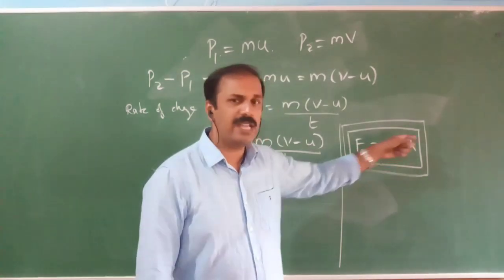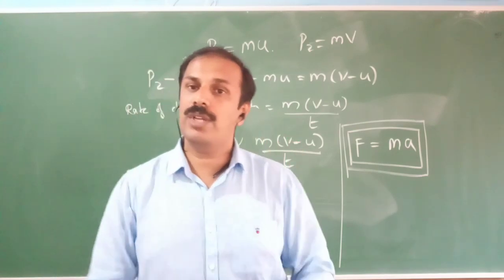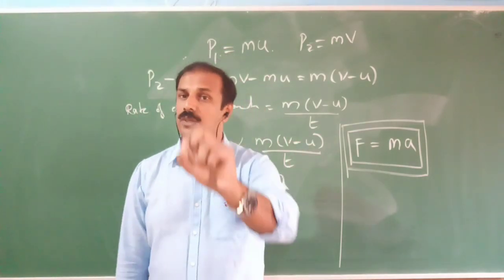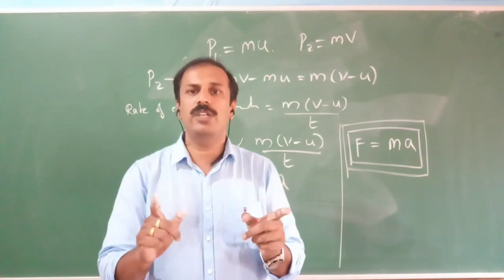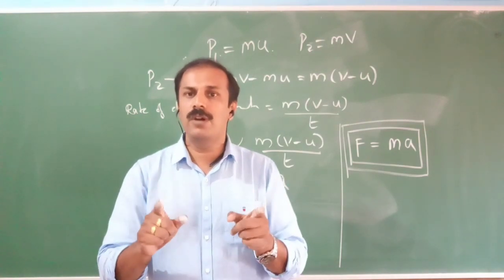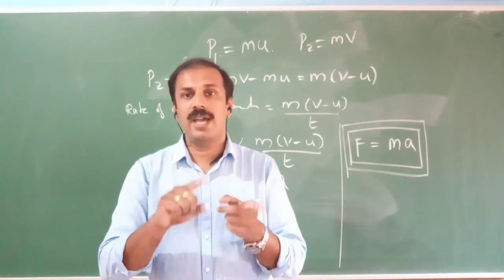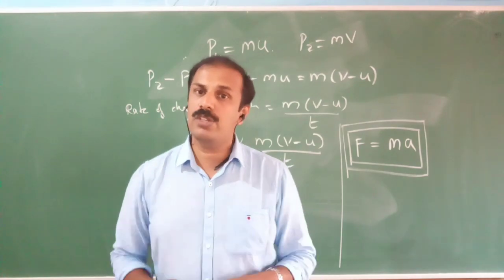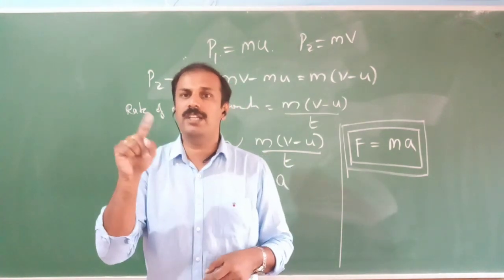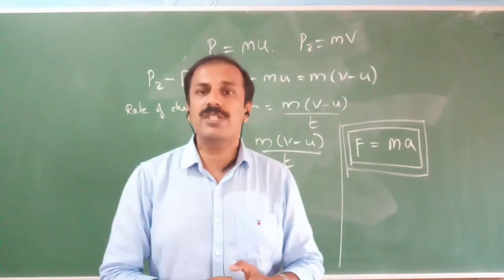Force is equal to mass into acceleration. So Newton's second law once more. Newton's second law, first we discussed about momentum. What is momentum? Momentum is the product of mass and velocity. Mass and velocity, if you multiply, we will get momentum, and the SI unit of momentum will be kilogram meter per second.